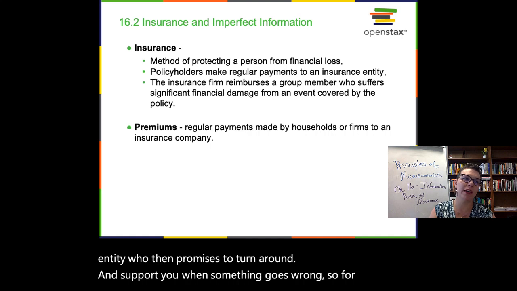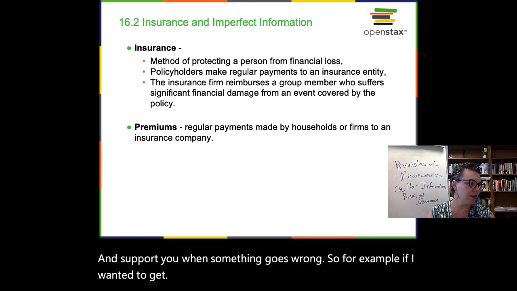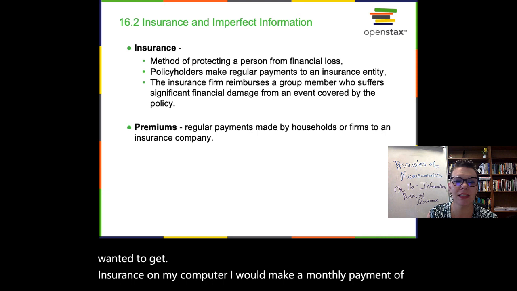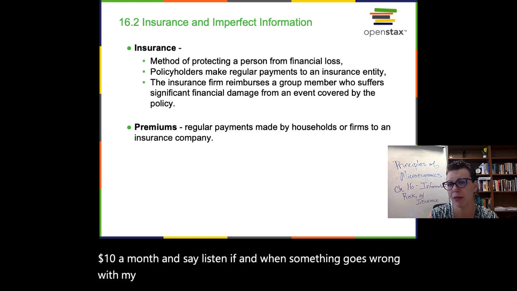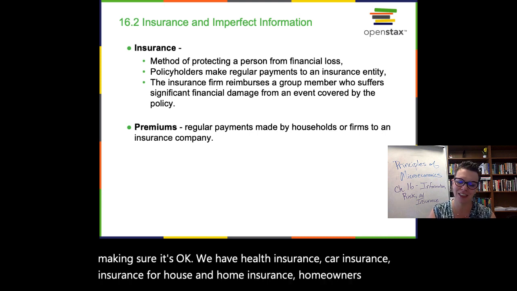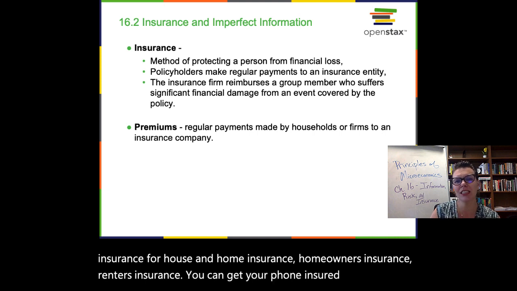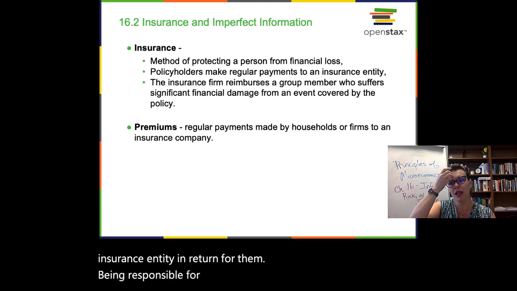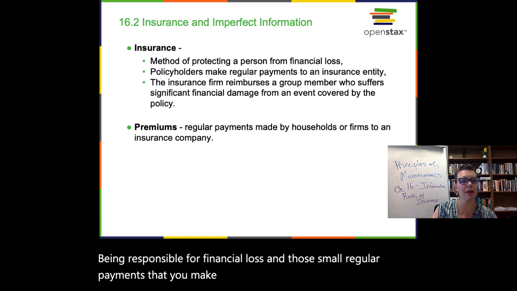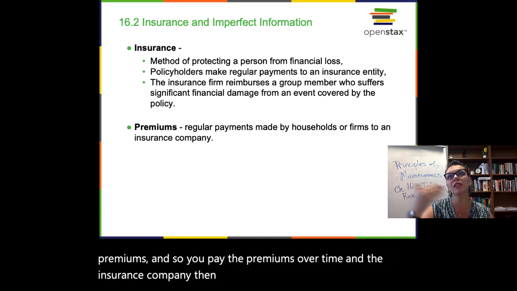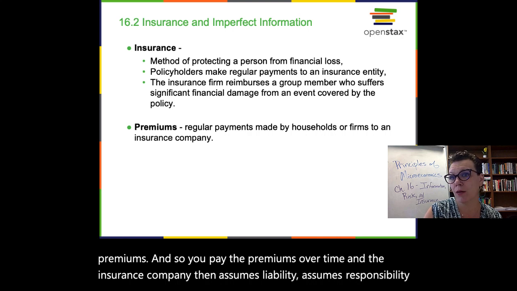So for example, if I wanted to get insurance on my computer, I would make a monthly payment of $10 a month and say, listen, if and when something goes wrong with my computer, the insurance company is responsible for making sure it's okay. We have health insurance, car insurance, homeowners insurance, renters insurance. You can get your phone insured, right? And so it's just this idea. You make small regular payments to the insurance entity in return for them being responsible for financial loss. And those small regular payments that you make to an insurance company are called premiums. And so you pay the premiums over time, and the insurance company then assumes liability, assumes responsibility for potential losses.